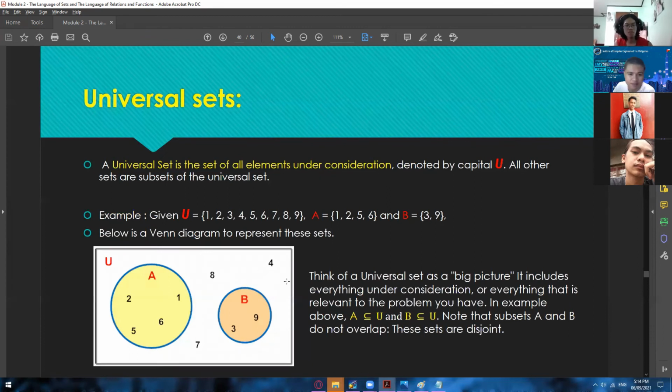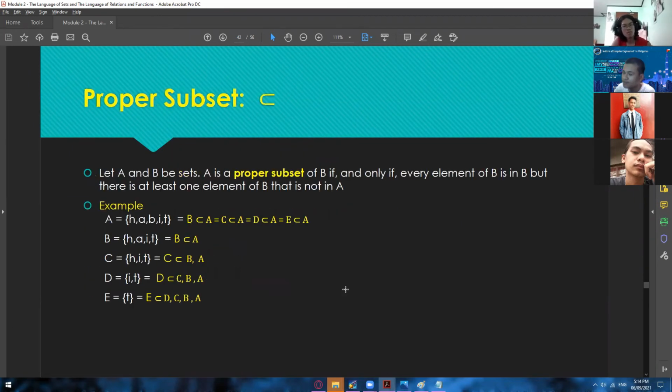So where is that part that you are getting confused? Could you please elaborate more? So what do you mean? Like what is your difference? Isn't it that in the universal set, in this example, A and B, all of the elements are in the universal set. Then in the superset, the elements of B, C, D, and E are all in A. That's right.